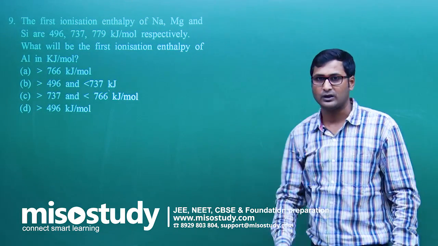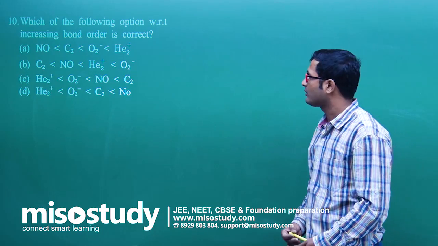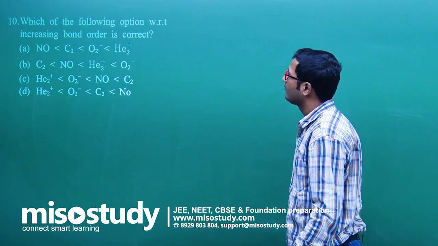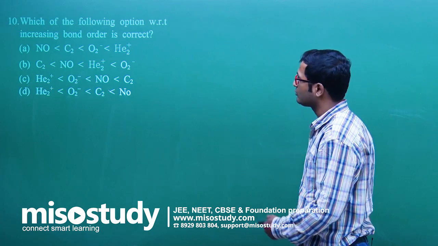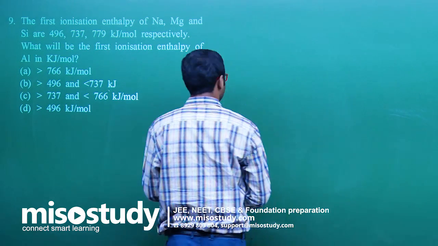Now let's move to the next question, question number 10. It is given here: which of the following options is correct with respect to increasing bond order. Before starting this question, which is a question on chemical bonding, I have to discuss a few topics from the periodic table, then we'll move here.